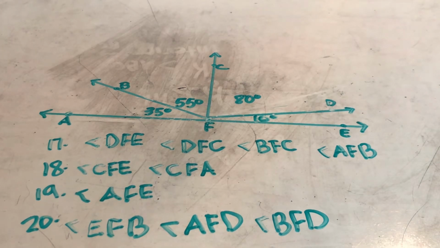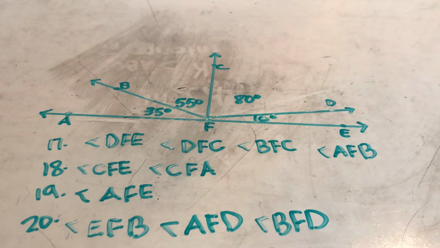So if I look at number 1 and it's 34 degrees, what kind of angle would that be? It would be acute since it's less than 90. Number 2, 110 degrees, what kind of angle would that be? Obtuse, because it's more than 90. Number 3 is 12 degrees. What kind of angle would that be? Acute, because it is smaller, less than 90.